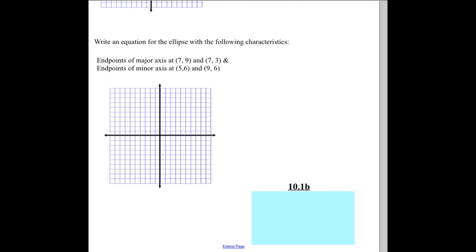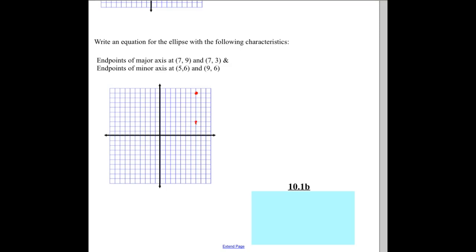Our last question. It says to write an equation for the ellipse that has the following characteristics. Nowhere in here did it say you had to graph it, but I would strongly recommend that you do so. You are going to be able to find the information you need much better if you can see a picture of it. Okay? So it says the endpoints of the major axis are 7, 9, and 7, 3.